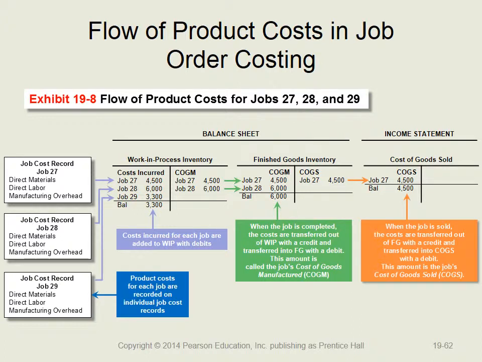Looking next at the finished goods inventory account, we see that Job 27 was sold and its costs were transferred to cost of goods sold. Therefore, the ending balance in finished goods inventory is equal to Job 28, which is the only job completed but not sold. The balance in cost of goods sold is equal to the costs of Job 27, which was the only job sold.